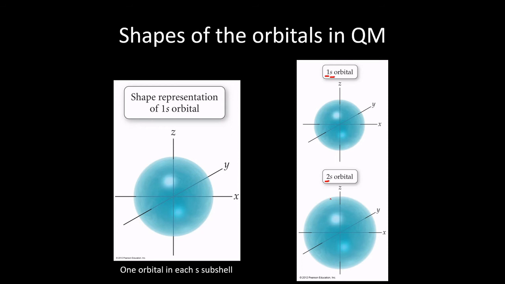It has the exact same shape. It's just a bit bigger. But the shape is exactly the same. And the same is true for 3s and 4s. We're just going to a larger shell, and so the subshell is going to be bigger. Oh, and by the way, each of these S subshells has one orbital in it. So you have one orbital inside of there, and each orbital can hold 2 electrons.